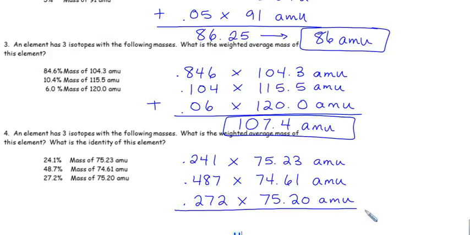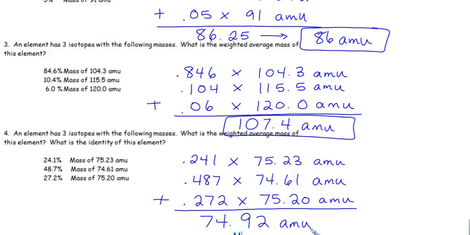This element has 3 stable isotopes. We have their masses, we have their percent abundance in nature. We plug this in our calculator, we add it up. Oh, let's see here. This time they have 4 sig figs, 2 decimal places, so I'll leave the same. I'll plug this in my calculator and say 74.92 AMUs.